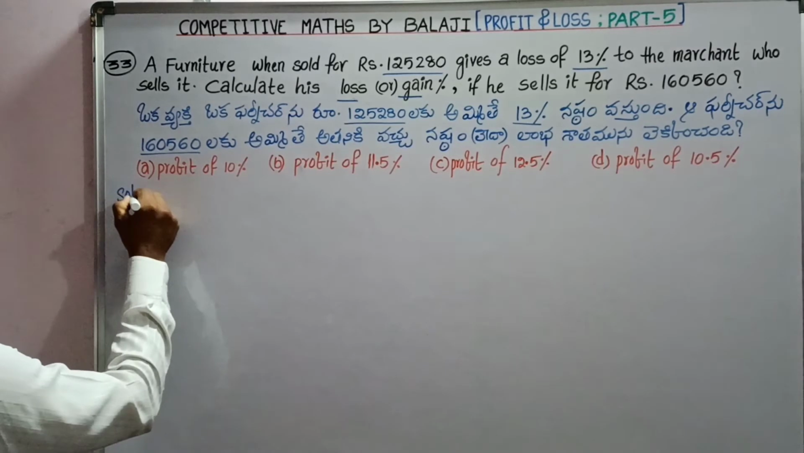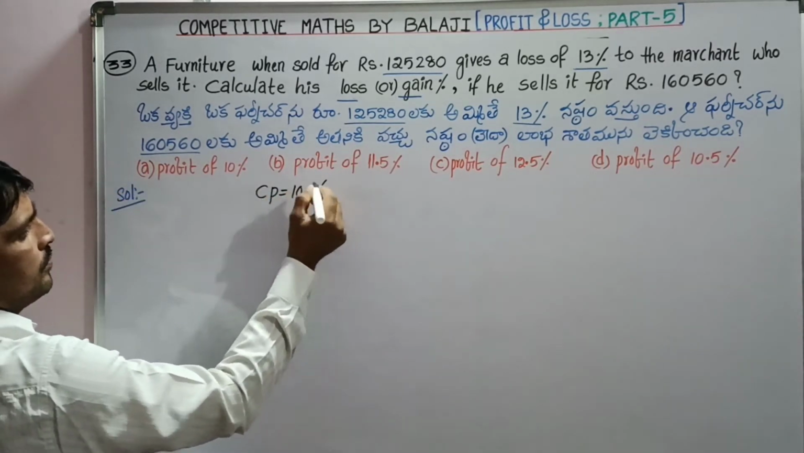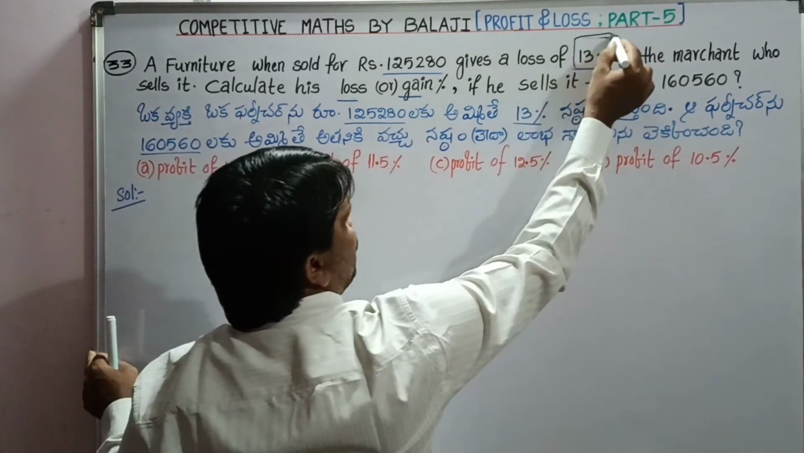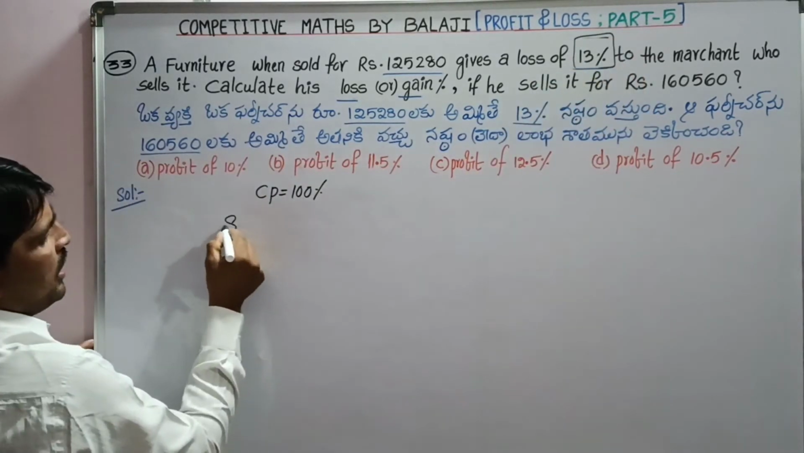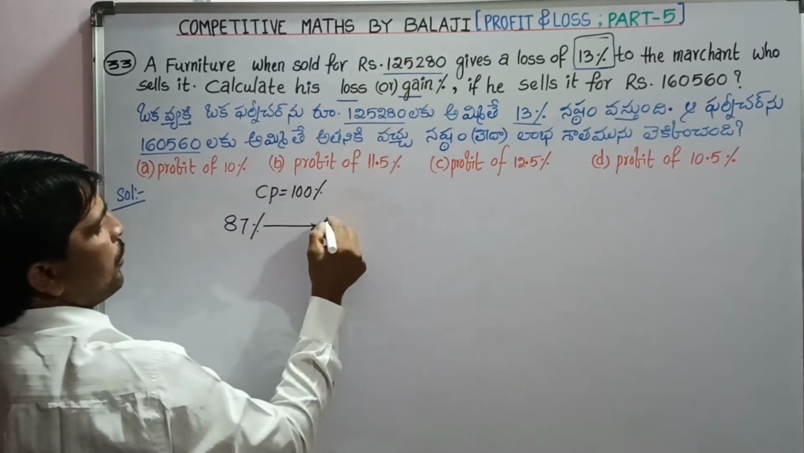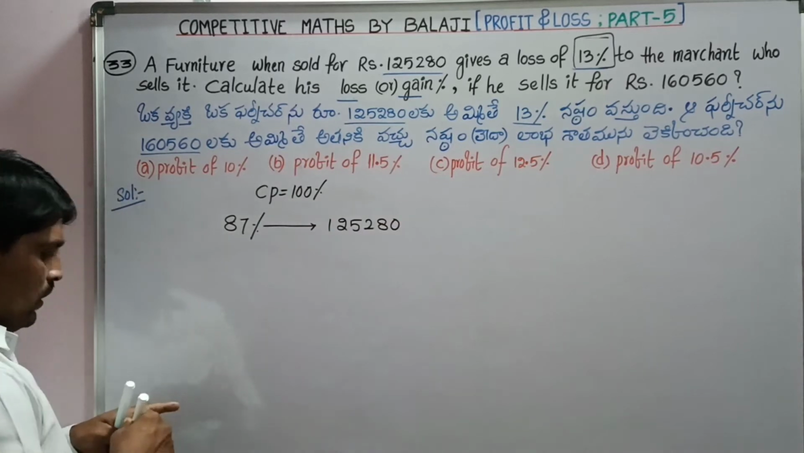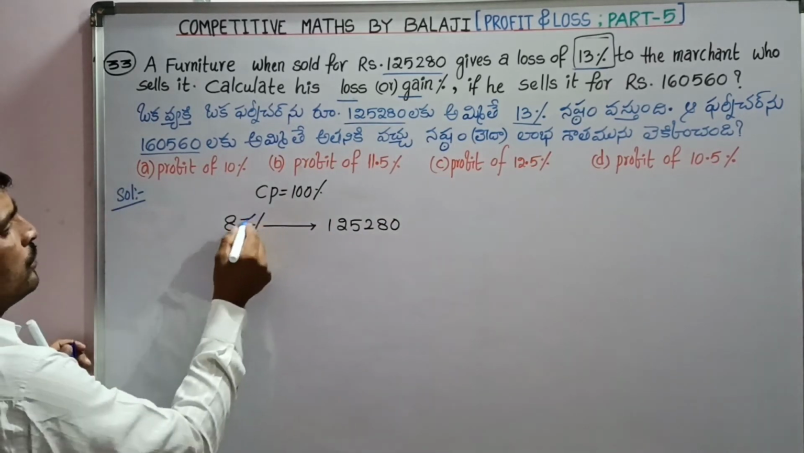Important question. Solution. CP is always 100% and the loss incurred is 13%. So selling price is 87%. That is, 87% amount is 1,25,280. Then see what is 1% value.